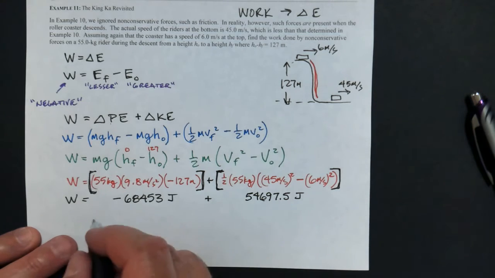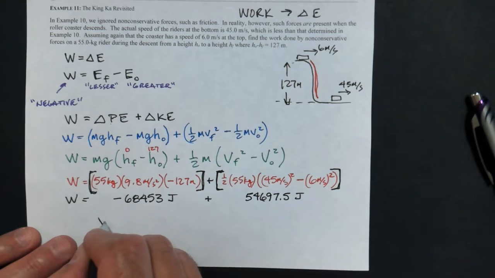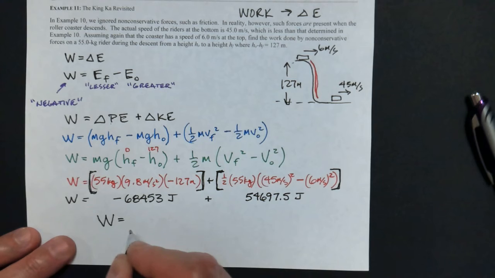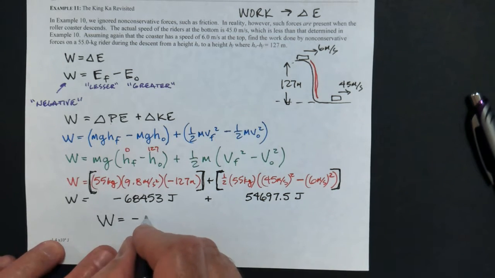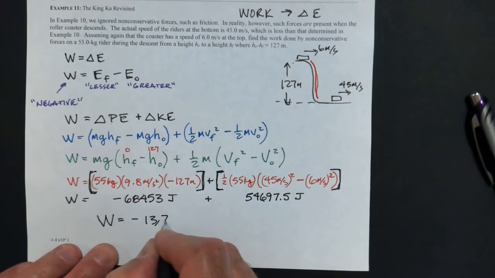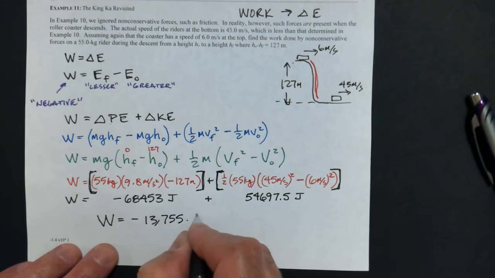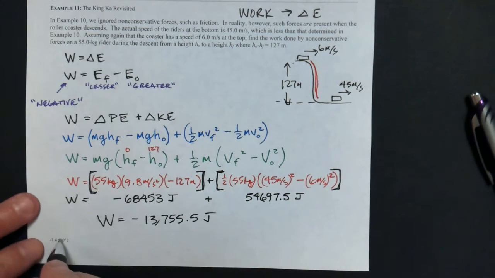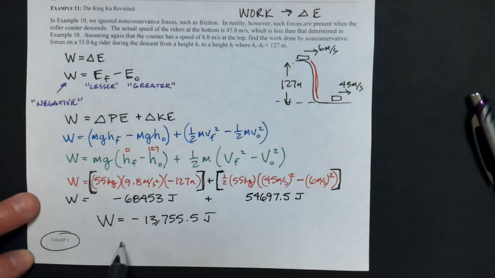And if you do the addition, it's no big deal. You end up with work equals negative 13,755.5 joules, which checks out to 1.4 times 10 to the fourth, negative. Okay? Now, again, work non-conservative is almost always going to be negative.